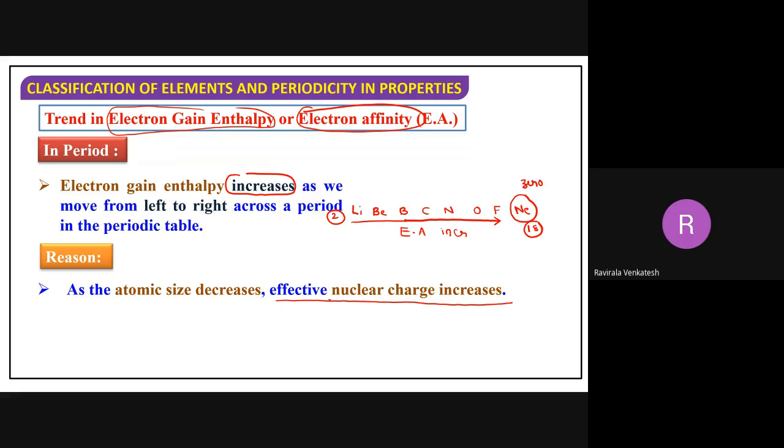Now you have to see from lithium to beryllium, beryllium to boron, carbon to nitrogen, nitrogen to oxygen, oxygen to fluorine. What happened? Electron affinity increases, up to the 17th group. Left to right, up to fluorine it will increase, but the zero group element is group 18.